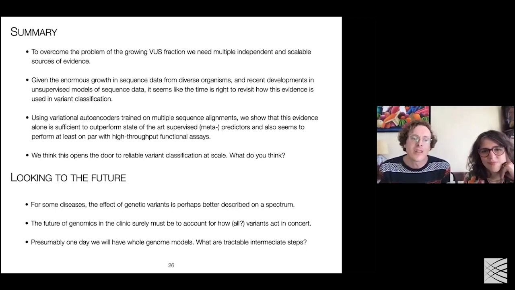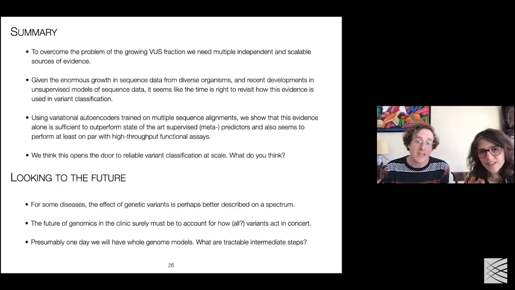Looking to the future, it's clear that this approach is limited. This whole setup is rather limited, and there's a lot to be done. A lot of diseases are not well described in terms of single variants as being simply benign or pathogenic. Perhaps it's better to consider the effect of some variants more on a scale. An example of this would be Brugada syndrome, for instance.